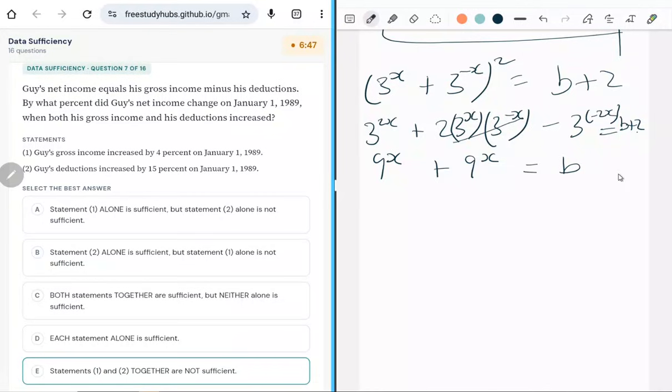Guy's gross income increased by 4% in January. So if he increased by 4% in January, I want you to think straight. If you are thinking straight, the first thing is, if guy's gross income increases, what happens to his deduction? His deduction we don't know, so not sufficient. If guy's deduction increases, what happens to his gross income? We don't know, so not sufficient.